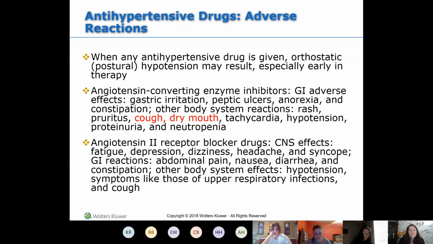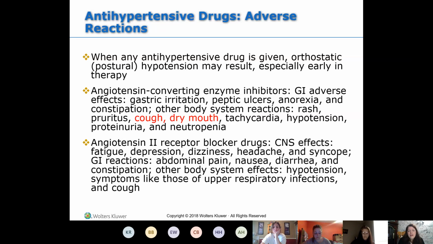And so our angiotensin 2 receptor blocker drugs, some of the main side effects for those are going to be your central nervous system type effects like fatigue, depression, dizziness, and headache. And then it has some of those other side effects too, like abdominal pain, nausea, diarrhea, constipation, a lot of these side effects.